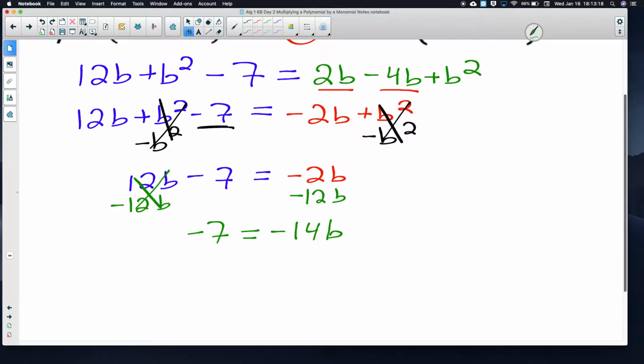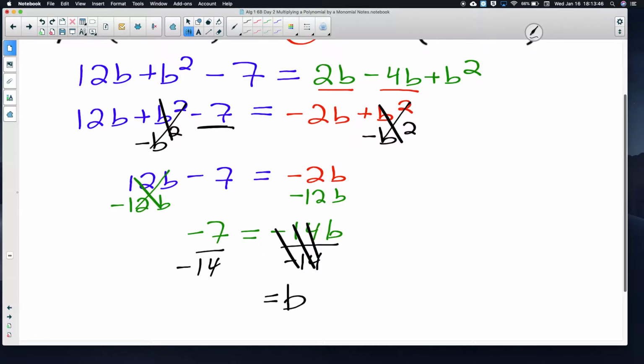So we're really close to getting that b alone. Remember, our end goal is to figure out the value of b. So what is that negative 14 doing to that b? It is multiplying it. So how do I undo multiplication? I divide. So I'm going to divide both sides by negative 14. That gets the b alone on the right-hand side. Now all I have to do is simplify the left-hand side.